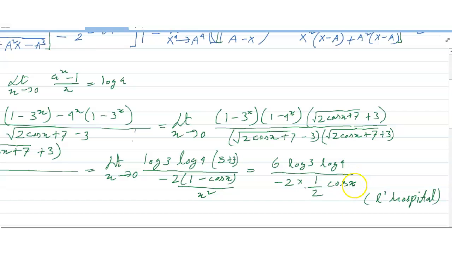And after that I put in the value here, limit x tends to 0, and 2 cut. After that, whatever I get is 6 minus 6 into ln 3.